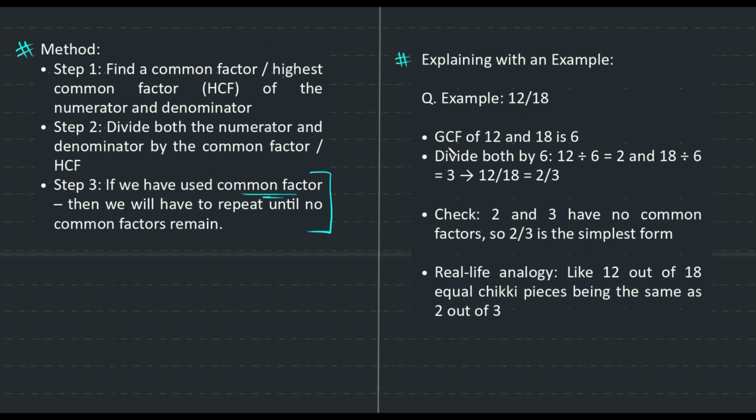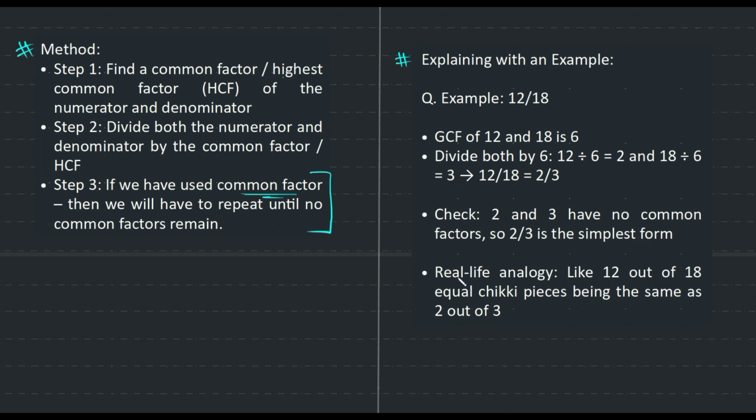12 by 18. The greatest common factor of 12 and 18 is 6. So the next step is to divide both the numerator and denominator by 6. 12 divided by 6 is 2, 18 divided by 6 is 3. And so 12 by 18 can be written as 2 by 3. When we look at 2 by 3, there is no common factor other than 1. So 2 by 3 is the simplest form.